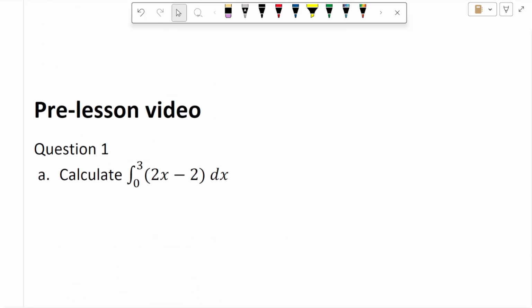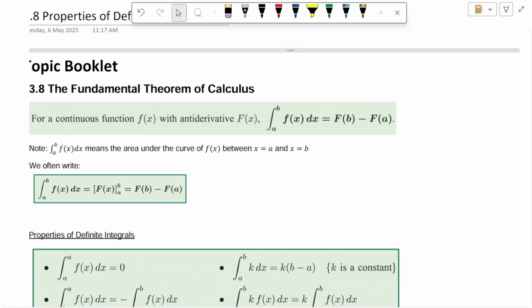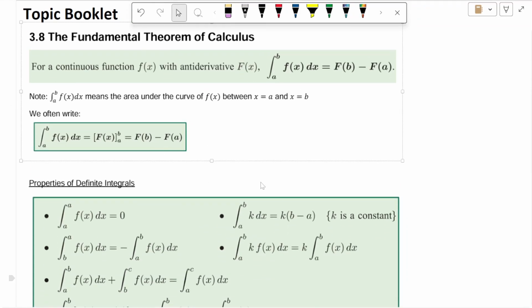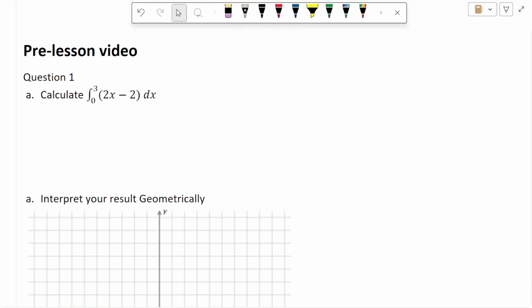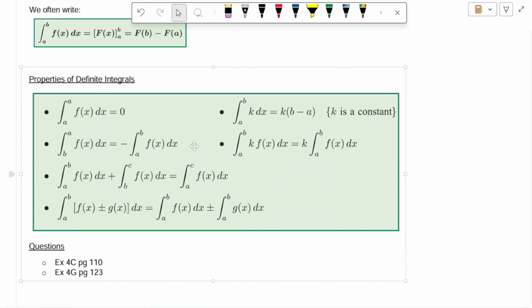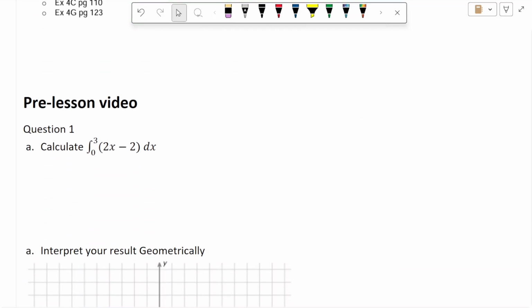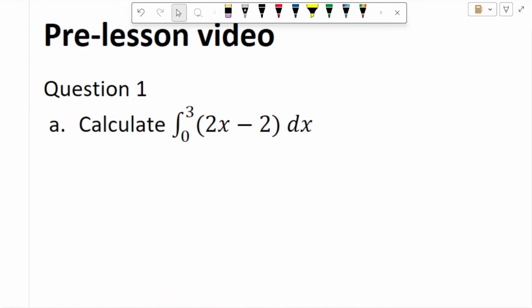In this video, we're doing properties of definite integrals and sort of just cleaning up everything into something called the fundamental theorem of calculus. So it's got a lot to do with area under the curve and sort of these properties which we've been using all topic anyway. But first thing we'll do is we'll just calculate this integral.